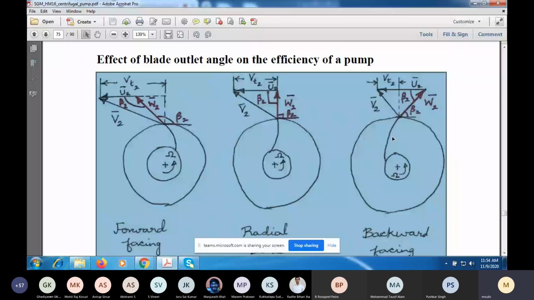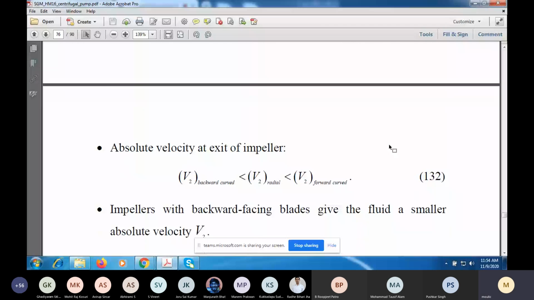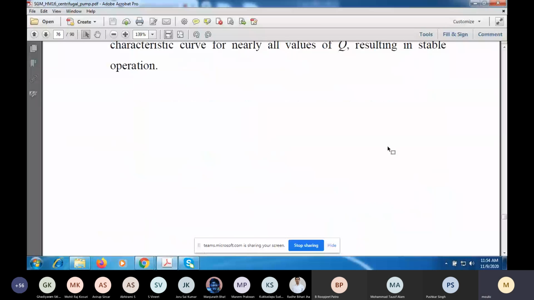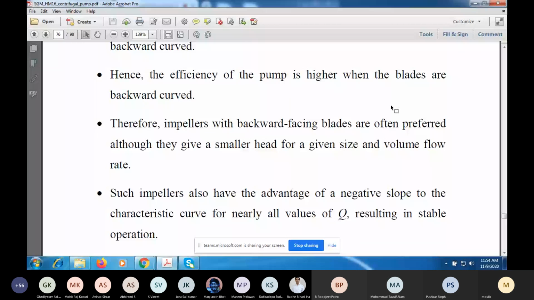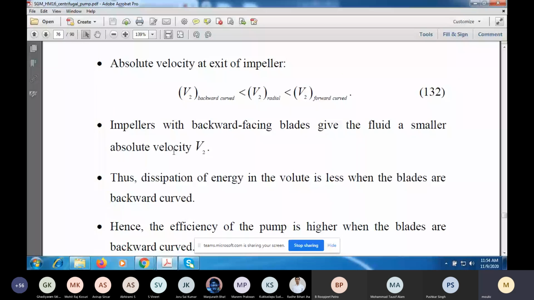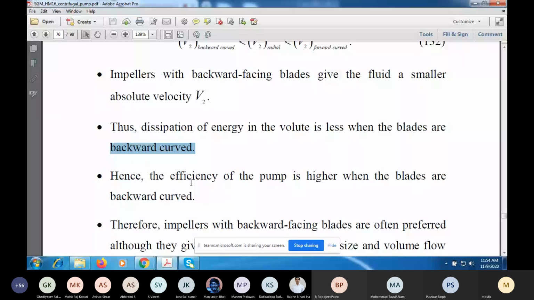So backward curve vanes will give you the least value of V2, the absolute fluid velocity. So the dissipation of energy in the volute will be less when the blades are backward curved. So the efficiency of the pump is higher. But of course the head will be less. Forward curved blades will give you the maximum head, but the efficiency will be less.